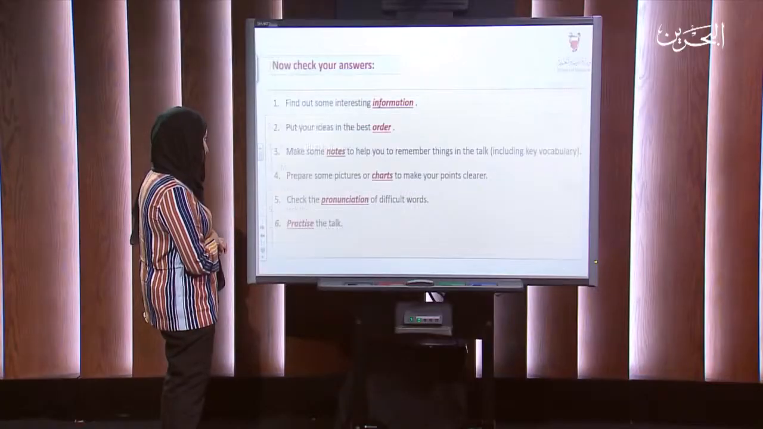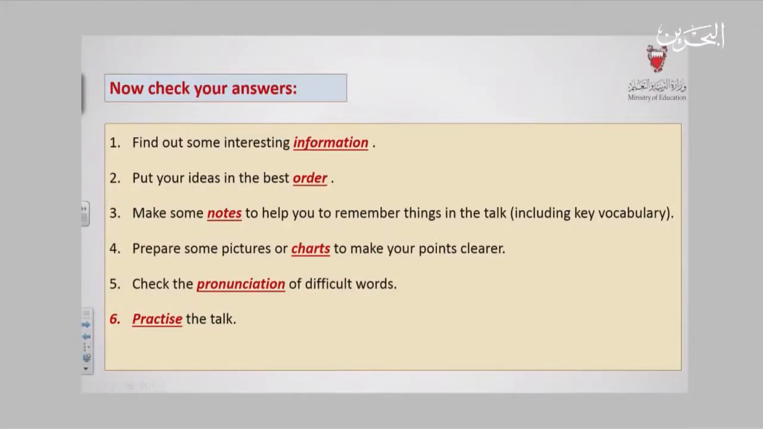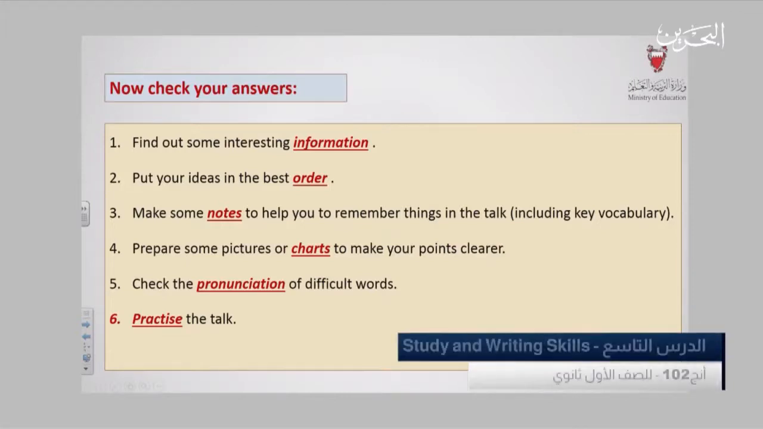I'm expecting all of you to have it correct because it's easy, but let's check your answers. Number 1, as we said earlier, find out some interesting information. 2, put your ideas in the best order. 3, make some notes to help you to remember things in the talk, including key vocabulary. Number 4, prepare some pictures or charts to make your points clearer. 5, check the pronunciation of difficult words. 6, practice the talk.